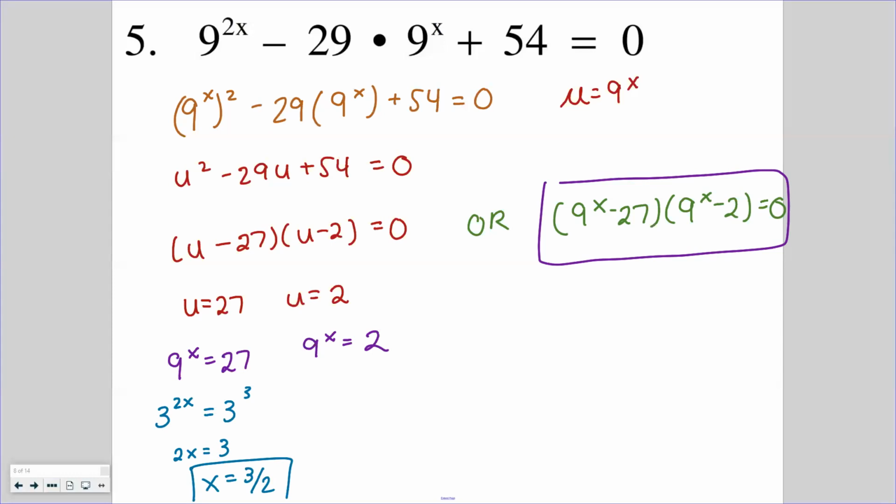But the second option is still an option. We're just going to have to write it a little bit differently. So 9 to the power of x is equal to 2. There's no way I can get 9 into base 2. So exponential form is not going to help us here. We're going to have to change this over to logarithmic form. So logarithmic form says this: log base 9 of 2 is equal to x. And that's all we can do.